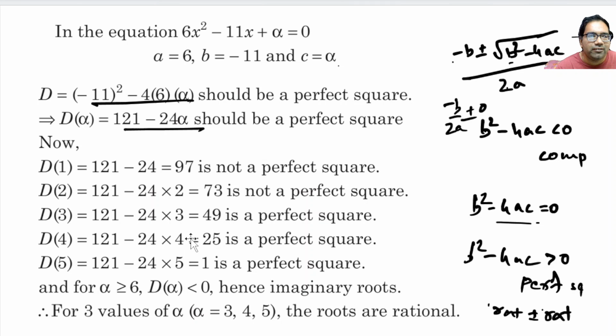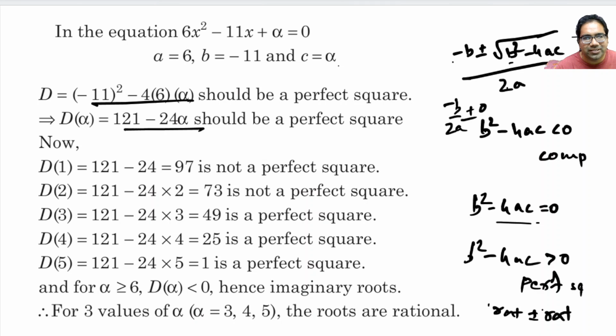So when α is 3, 4, 5, this discriminant is a perfect square and we are getting rational roots. And when it is 6, 121 − 24 times 6 is definitely less than 0, so that is not possible. So the only possibilities are 3, 4, 5. Beyond 6, these are imaginary roots again. And for less than 3, that is 1 and 2, we are getting irrational roots.